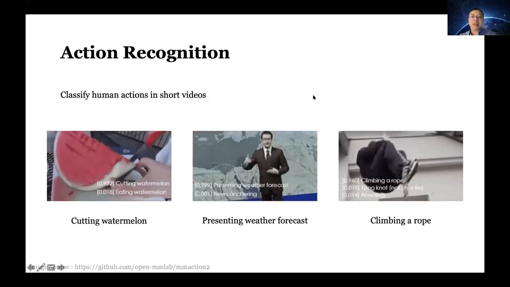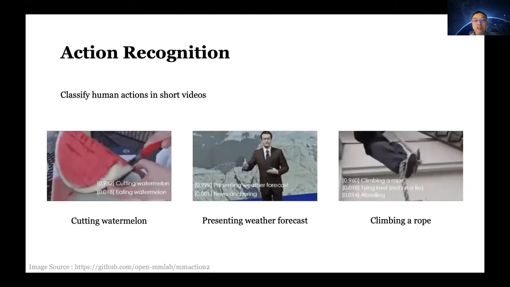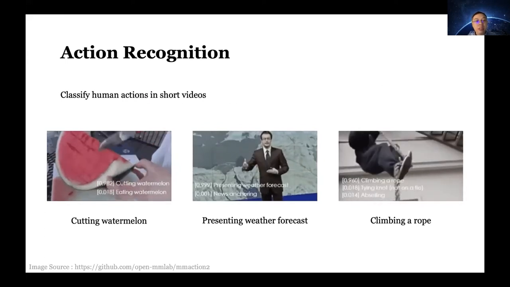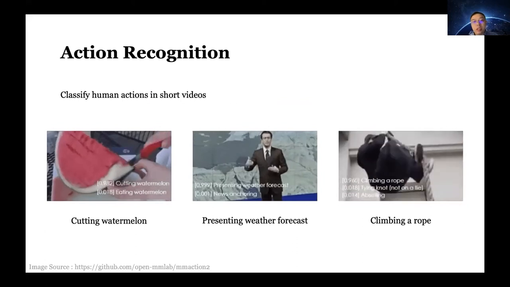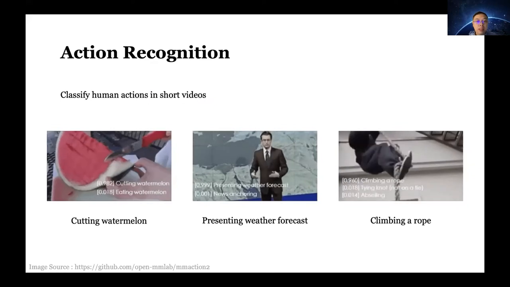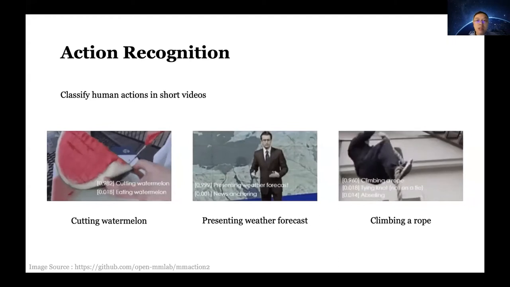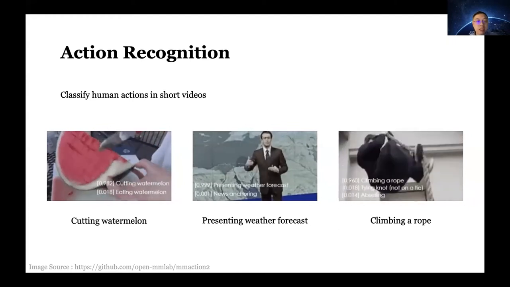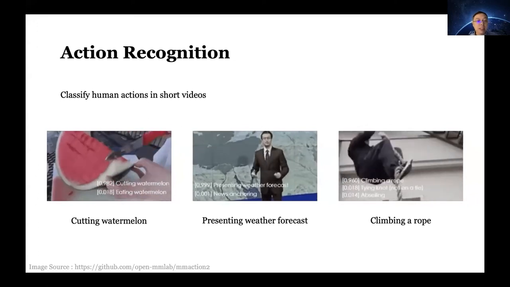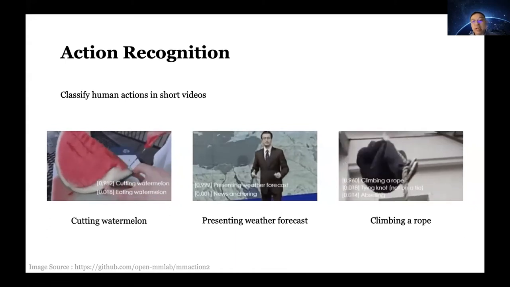Action recognition has been a central topic for years in the community of computer vision. The task is pretty well-defined. Given a video, we output a label to describe which category the action video belongs to. On this slide, you can see three videos, and we can respectively categorize them into three different classes, like cutting a watermelon, presenting the weather forecast, or climbing a rope.